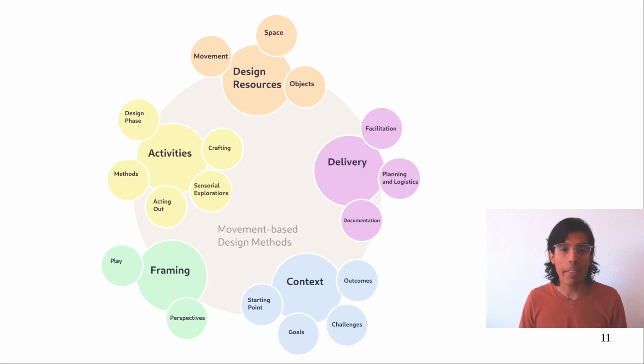Then we have the activities group that contains the categories of design phase, methods, crafting, sensorial explorations, and acting out. To the right, we have the delivery group containing facilitation, planning and logistics, and documentation. Next, we have the framing group containing play and perspectives. And finally, we have the context group containing the categories of starting point, goals, challenges, and outcomes.